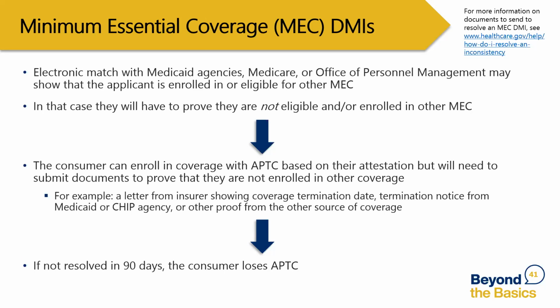But again, as I said, it's really hard to prove a negative. And so that's a tough one to resolve. And if not resolved in 90 days, the consumer is going to lose APTC. But again, they will retain their marketplace coverage. And so if they lose APTC and they retain their coverage, they're going to have to find a way to pay their premiums. Otherwise, they're going to go into a grace period, and eventually their coverage will be terminated if they fail to pay their premiums.